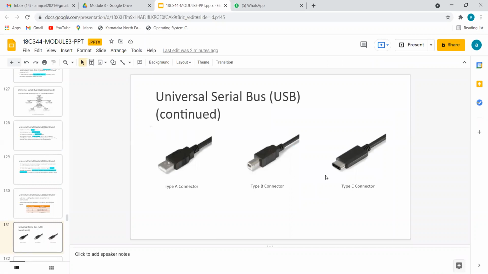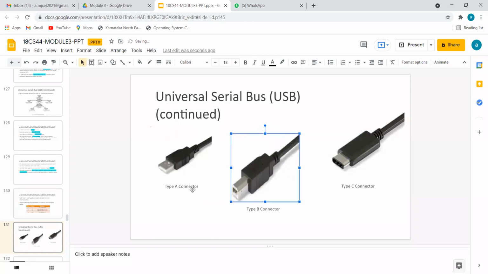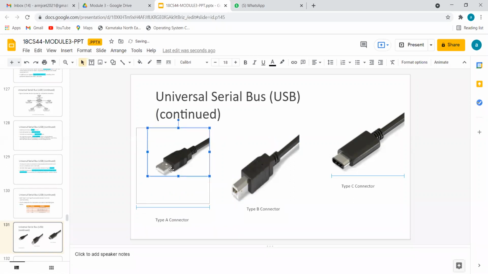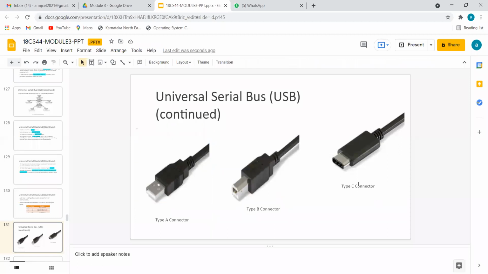Let me give you three types of USB. I think you can see this one nowadays in your mobile charging: the Type C charger. Then what we have here is Type B. Some of the printers use this. And this was a mouse. If you see the mouse here, mice are designed using this method. Type A connector, Type B and Type C.